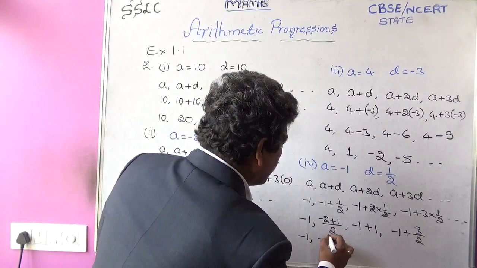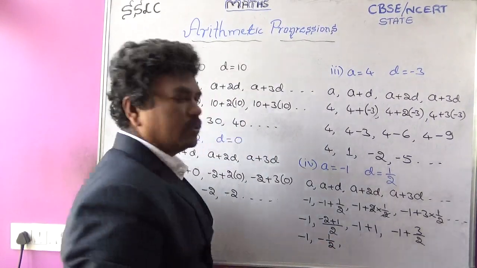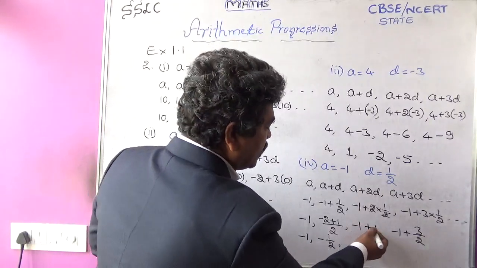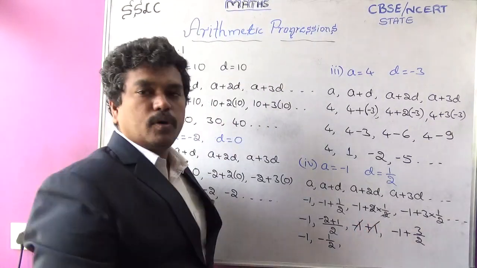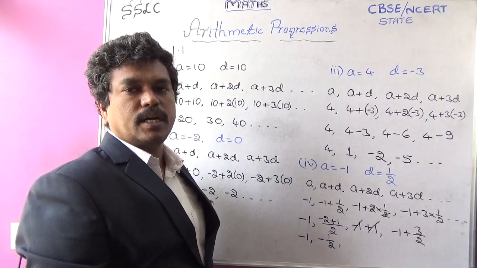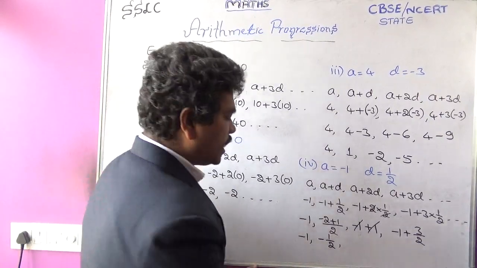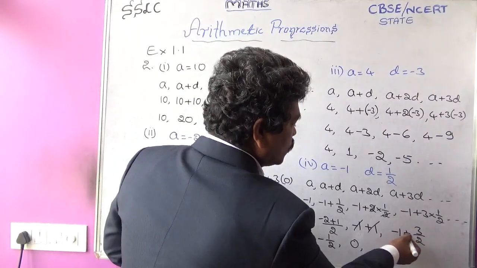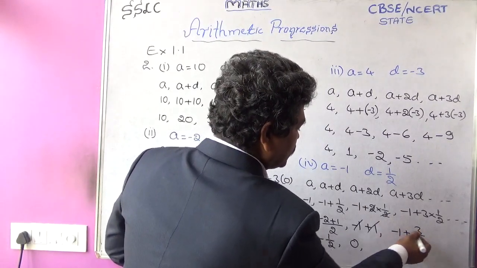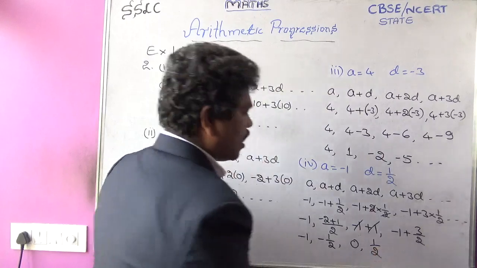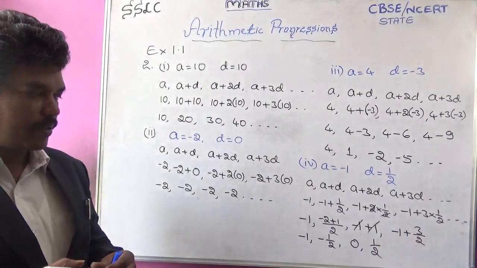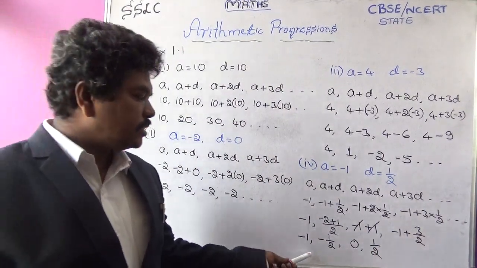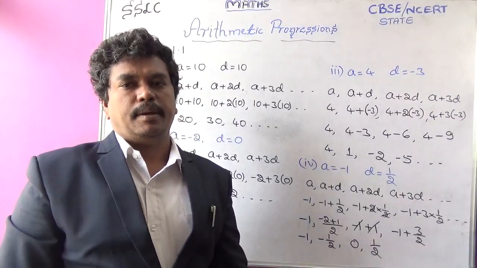That becomes -1/2. That becomes minus of, and here -1 plus 1 both get canceled because both are different symbols, same numbers. You get 0 here. That is 0. Then you have 2 ones are 2, -2 plus 3, that gives you plus half. You have to simplify that one, you get the plus half. So this is the way of finding the AP.